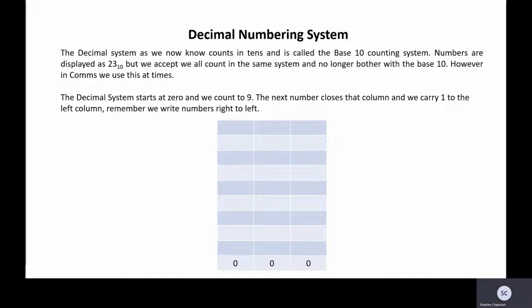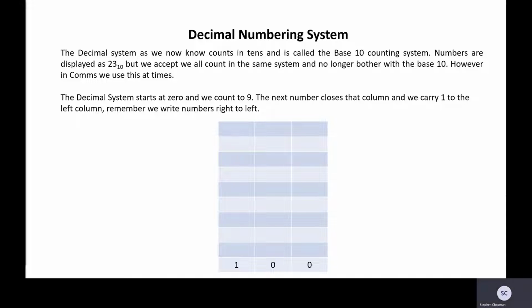So as an example, we start off here with 3 columns of numbers, every one of them 0, and we start counting 1, and we count all the way up to 9. Then we carry 1 to the left-hand column and the right-hand column becomes a 0, and we count up both columns until we get to 99, where we carry 1 over to the left-hand side, the others become 0, and we have 100.